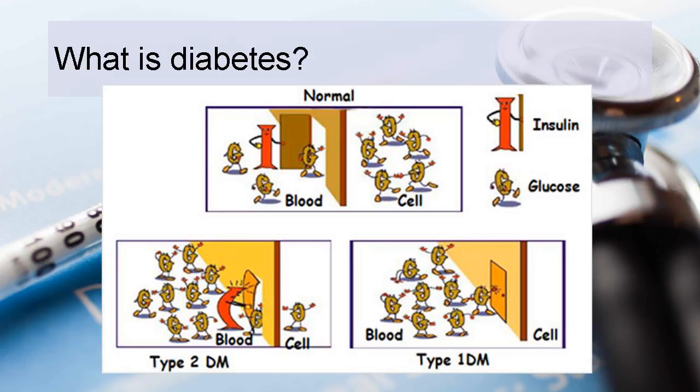In type 1 diabetes, you don't have the insulin, so all the gates are closed, and it becomes a problem. You get a build-up of sugar in the blood. And in type 2 diabetes, the gates are resistant to insulin. We call it insulin resistance. And then you get build-up of sugar in the blood, and you also get less sugar going into the cell where it needs to go.